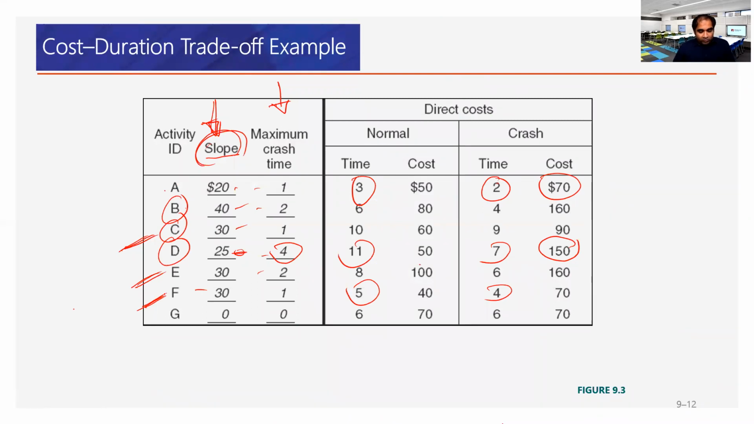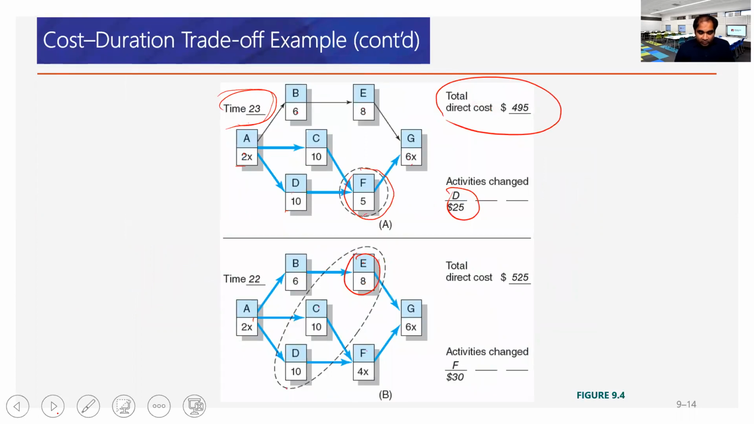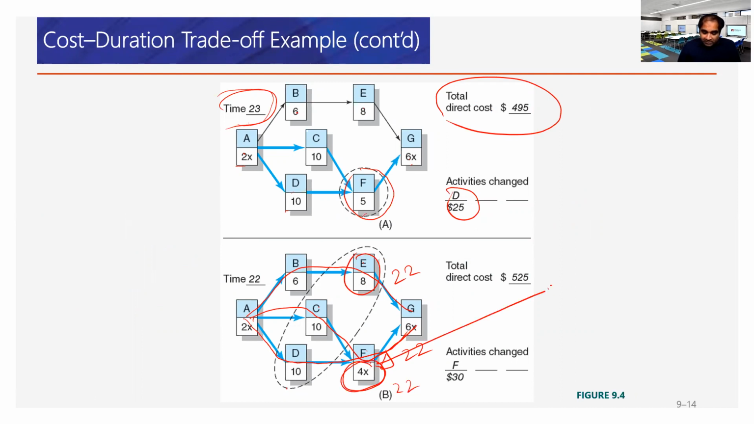If we have all 3 will cost exactly similar, but which one will be our pick? So let's now focus on F. If we crash F from 5 to 4 days, now chain 1 has 22 days, chain 2, again 22 days, and chain 3, 10, 4, again 22 days. Okay, so F is the activity that can really help us reduce the project duration from 23 to 22 days. All right, so let's crash F by 1 unit and reduce the project duration.